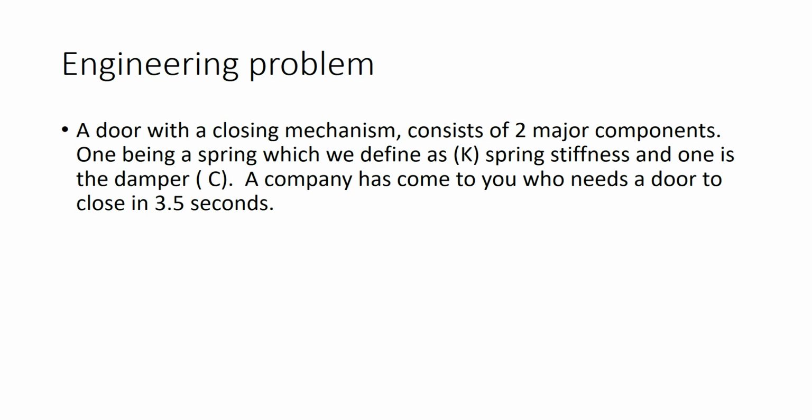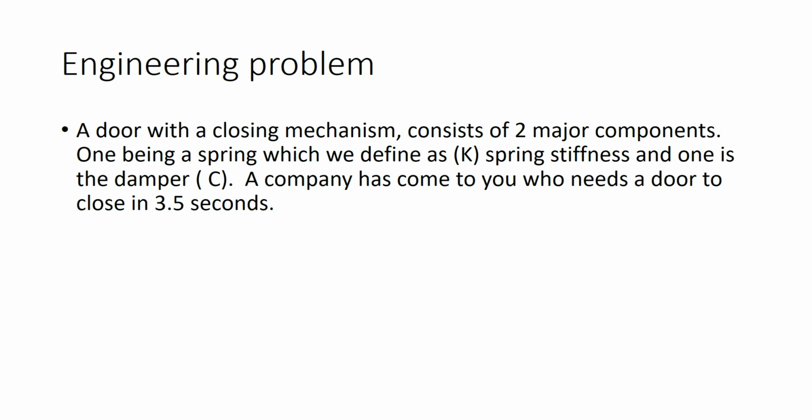We are going to be looking at a first order system. Don't forget about the first order system. This is a description of behavior, how the system behaves under certain conditions. This is what it does under certain conditions. So this is why I've chosen a door. A door is quite easy to visualize. So let's think about it, right? We're gonna have a company that comes to us and says, right, we want the door to shut in 3.5 seconds.